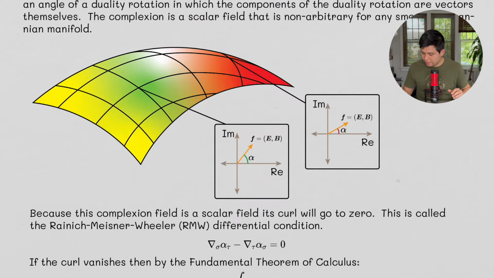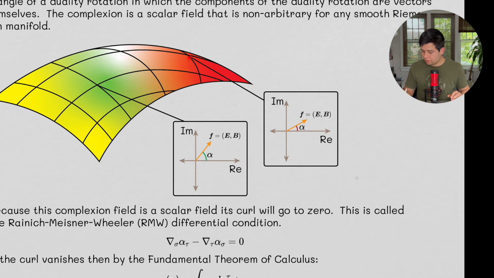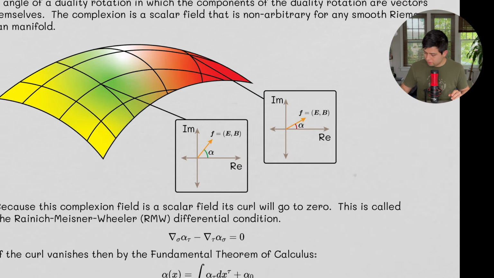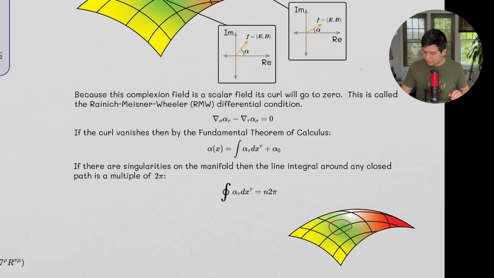And so we can imagine here we have a scalar field, green being, say, high levels of angle rotation, and red being low angles, okay? And because this complexion field is a scalar field, its curl is also going to go to 0. So this is called the Rainich-Misner-Wheeler differential condition, which looks like this, okay? This is just to say that the curl of the scalar field is 0.